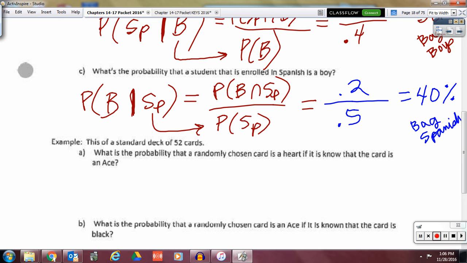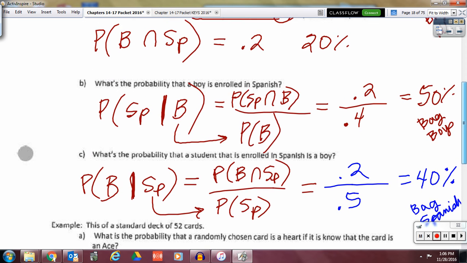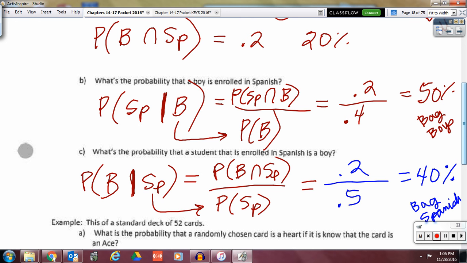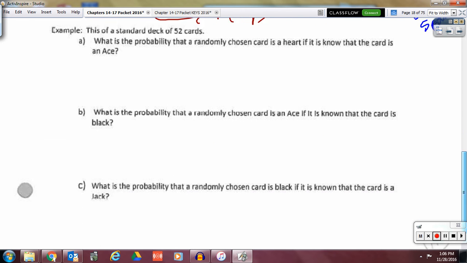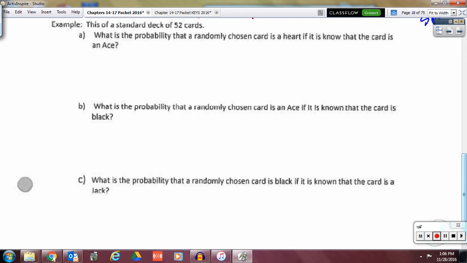Yes, ma'am. Yes. Correct. The order, boys in Spanish versus Spanish and boys, I think I just wrote it the way I had written it in the problem, but you're right, it doesn't matter. Correct. Okay? All right, so I'm going to have you practice those, and then we'll come back and check and see how you did on here.